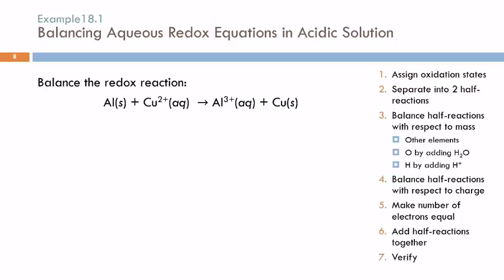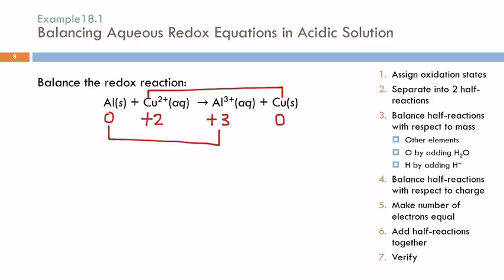Well, first we have to assign oxidation states. What's the oxidation state for solid aluminum? 0. This is an element, doesn't have a charge, so 0. How about copper 2+ ion? So this has an oxidation state of +2. How about Al 3+? +3. And copper metal? 0. Okay, so if we look at the aluminum, it's going from 0 to +3. It's being oxidized. And the copper is going from +2 to 0. It's being reduced.